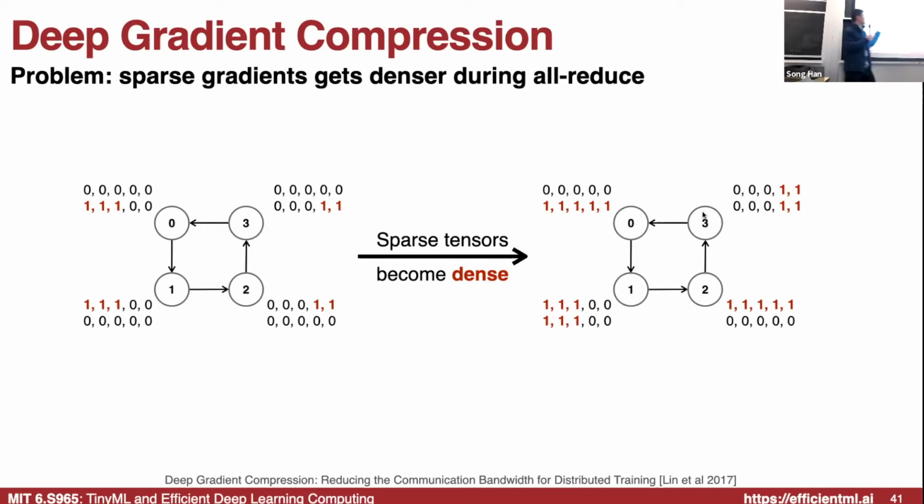Node 0 is going to send this vector to node 1. They also have different sparsity patterns. As a result, node 1 becomes denser. So the more you send, the denser you get. After a couple of iterations, for example after the second iteration, these two numbers will become non-zero again. So it will get denser and denser as you have more iterations of this reduce operation.